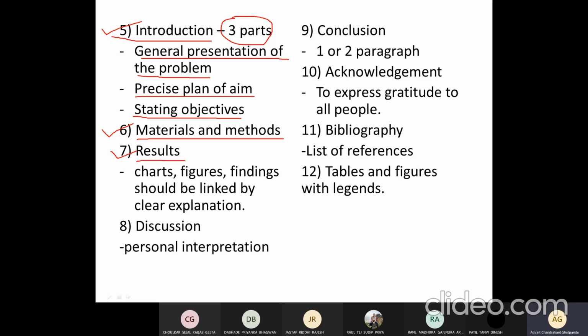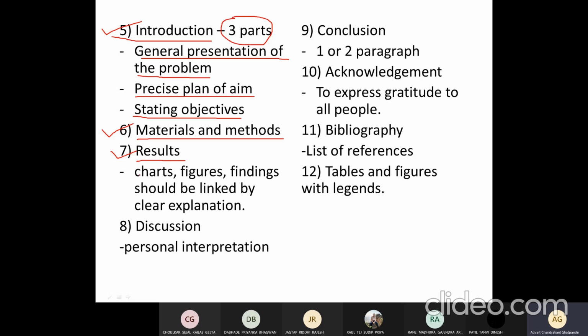Whatever the findings of a particular experiment, that should be given here in the results. In the results, one should not only give the descriptive explanation of what the findings are. The findings should be proved with the observations.